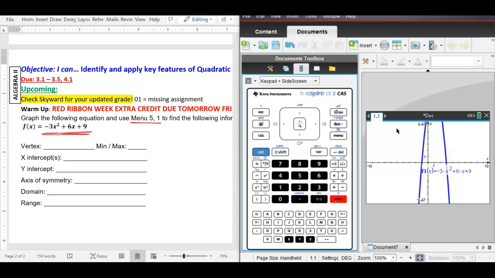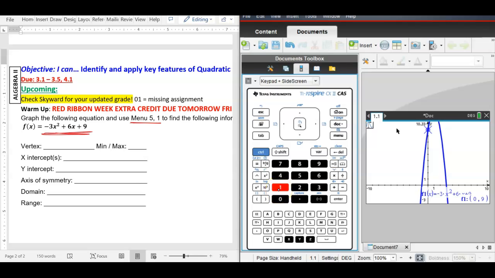All right, now, here we go. I graphed it. I can see part of the graph. I can't see the top of it, and it keeps going down forever. But how do I get the vertex? What buttons do I press? Menu 5.1.